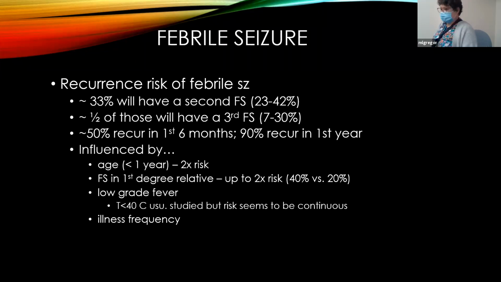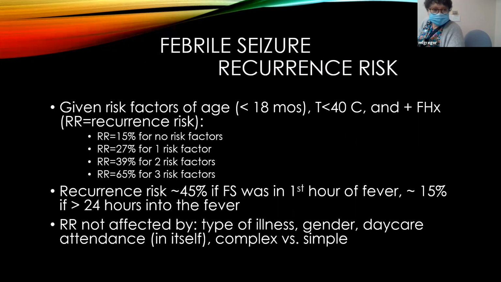And then illness frequency as well. If you have a child who never gets sick and never runs a fever, it's hard to have a febrile seizure. So risk factors by age, don't memorize these numbers. It's just showing you that your relative risk increases dramatically with the number of risk factors you have. And if the febrile seizure occurs early in the course of the fever, you have increased risk compared to later on in the fever.